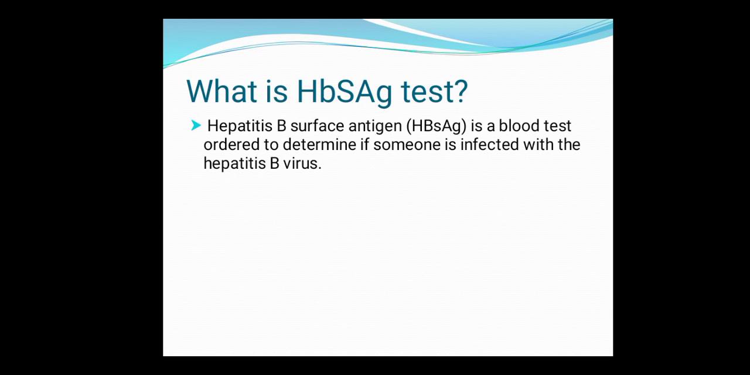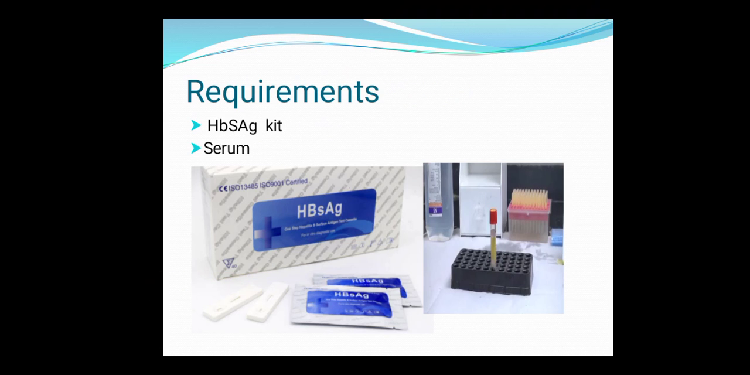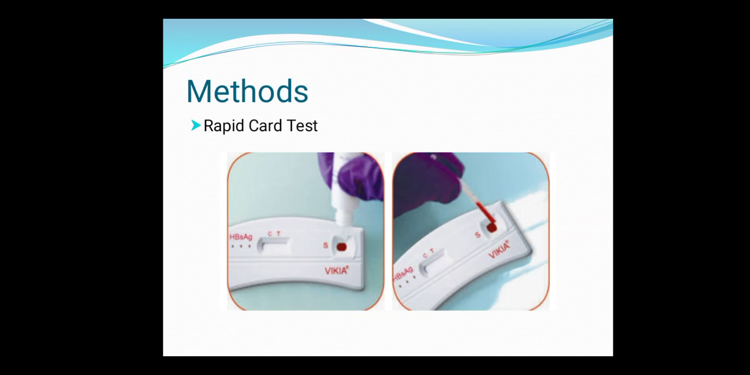Here we will require the HBsAg kit and the serum. The serum should always be used as the choice of specimen, and if the serum is hemolyzed, it should be rejected. So today I'll be explaining the rapid card test.